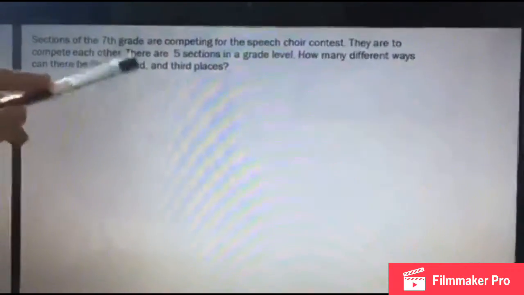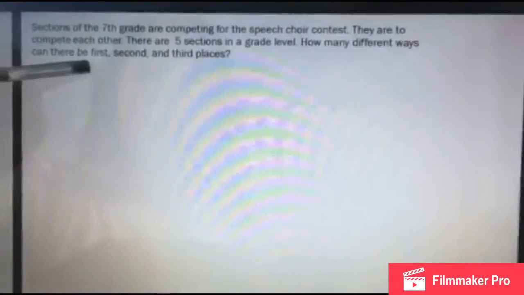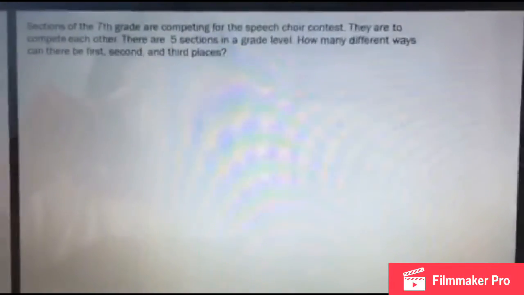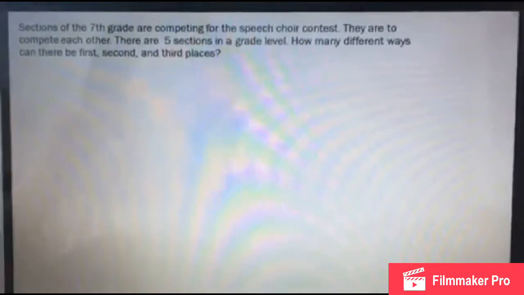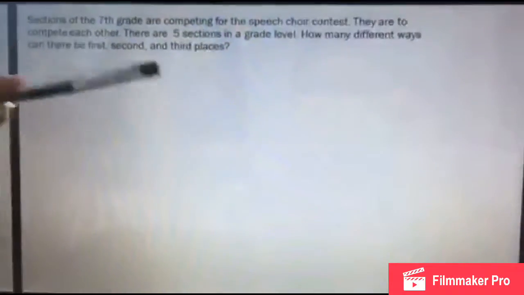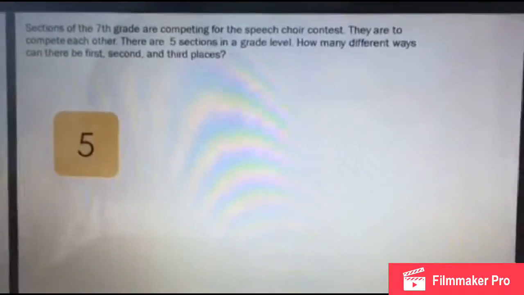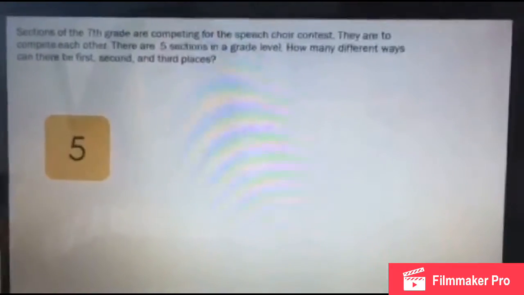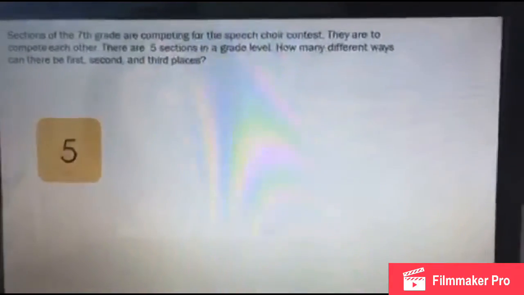So we have 3 events, the first, second, and third places. So we are going to multiply all the events to know the total possible outcomes or the different ways. So for the first place, for the first event, we have 5 possible outcomes or 5 different ways. Why? Because there are 5 sections that will be competing for the speech choir contest. There are 5 contestants.